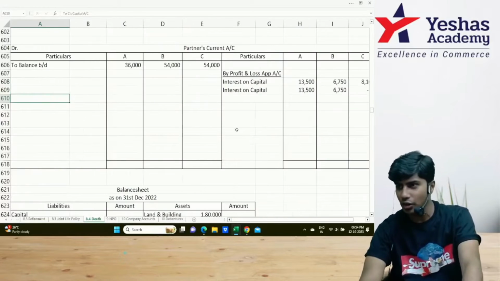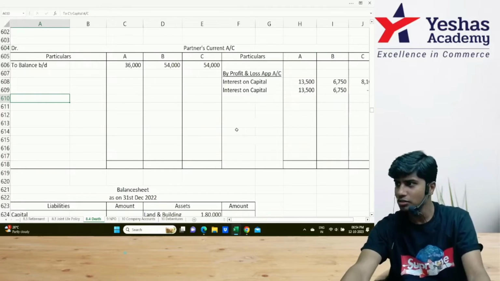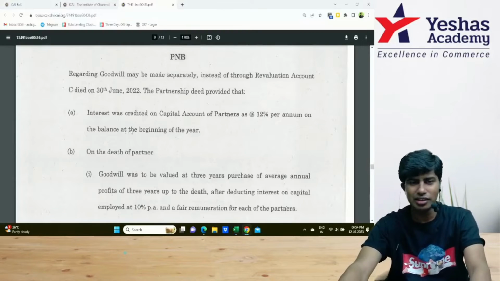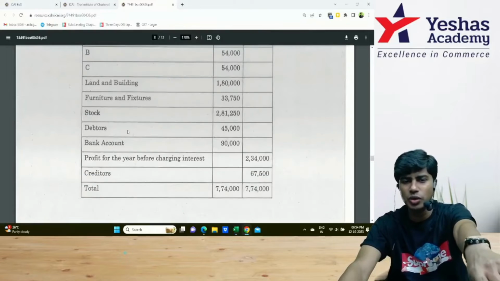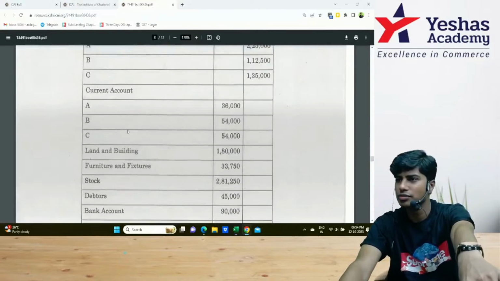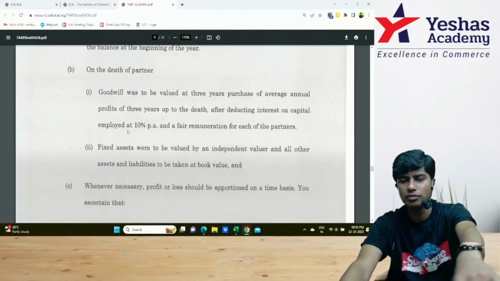Interest on capital, did you understand? Any doubts? Difficult so far? Then already one page of the question is over. Second page also almost half over.